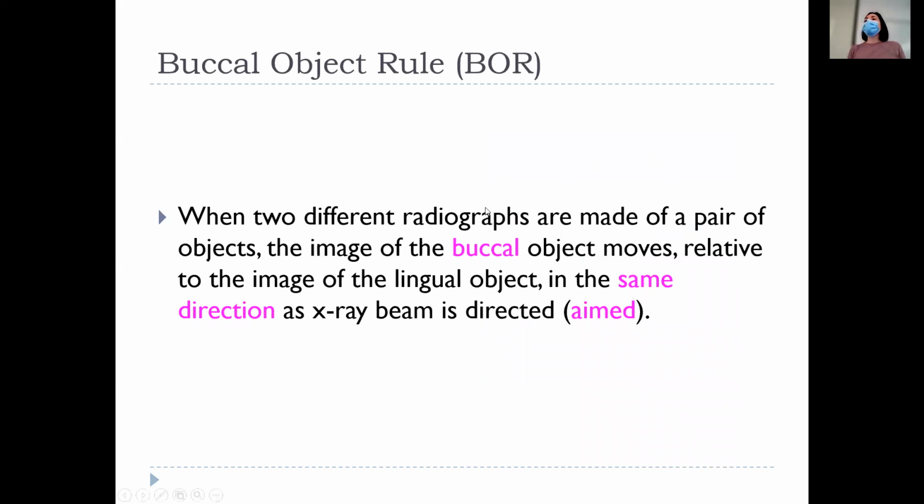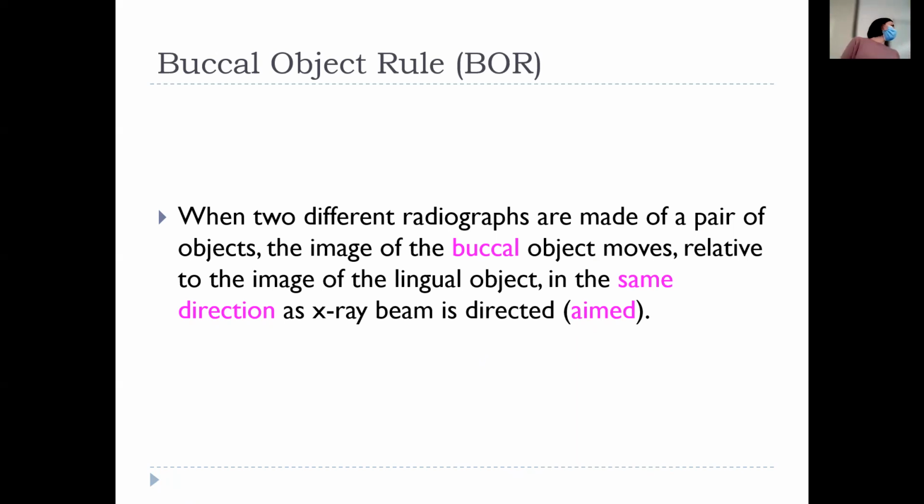So this is the buccal object rule. It's a total mouthful, so just absorb it for a minute and we can break it down. We can try to understand it a little better in lab. The basic rule says when you have two different radiographs made of a pair of objects, the image of the buccal object moves, relative to the image of the lingual object, in the same direction as your beam. So your buccal object is always going to move in the direction of your beam. If your beam goes mesial, your buccal object goes mesial. If you turn your beam distal, your buccal object, just the buccal object, will go distal. If you go up for a vertical angulation, it'll go up; down, it'll go down. So the buccal object goes in the same direction as your beam.